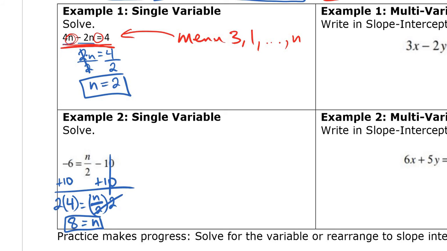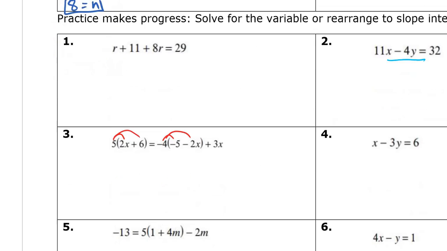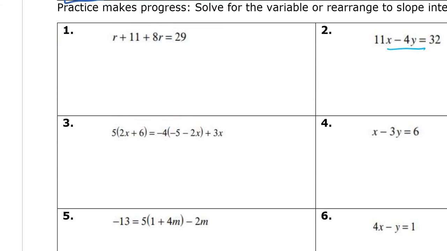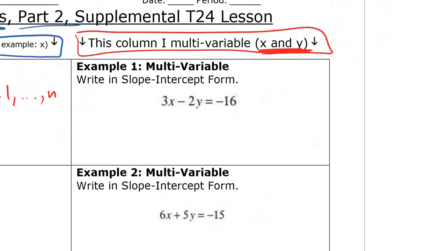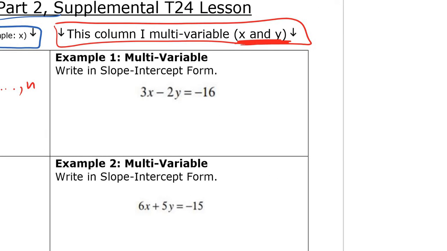Alright, so that's solving single variables. The whole left side of the page is going to be done like that. You can see, for example, on number 3, you have some distribution where you have to multiply 5 times 2x and 5 times 6 and negative 4 times negative 5 and negative 4 times 2x. Once you do that step of distribution, it is exactly like the problems up here. You then combine like terms, get all your x's on one side, solve for the variable. No problem.